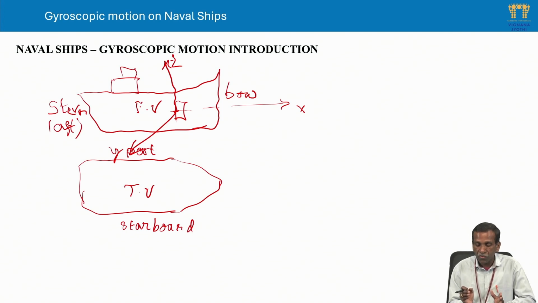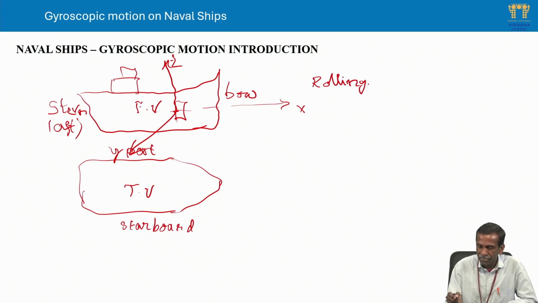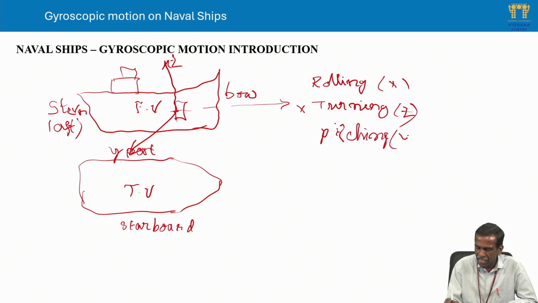The terminology used here: if the ship rotates about the x-axis, it is called rolling. If it rotates about the z-axis, it is called steering, left or right. And if it rotates about the y-axis, this is called pitching. These terms we also need to understand. Turning about the z-axis, rolling about the x-axis, pitching about the y-axis.